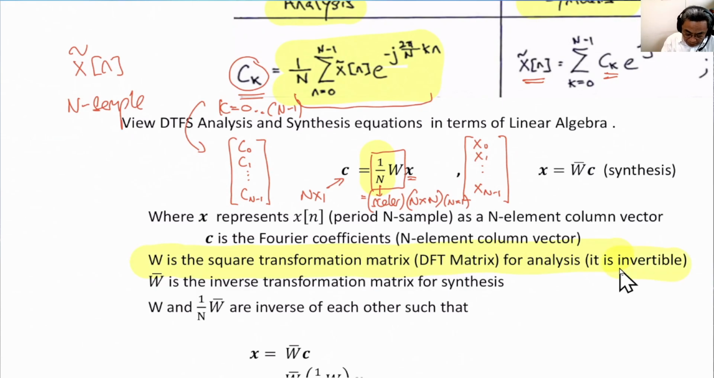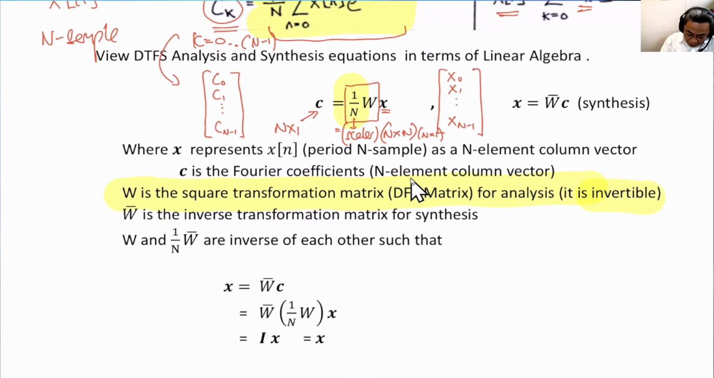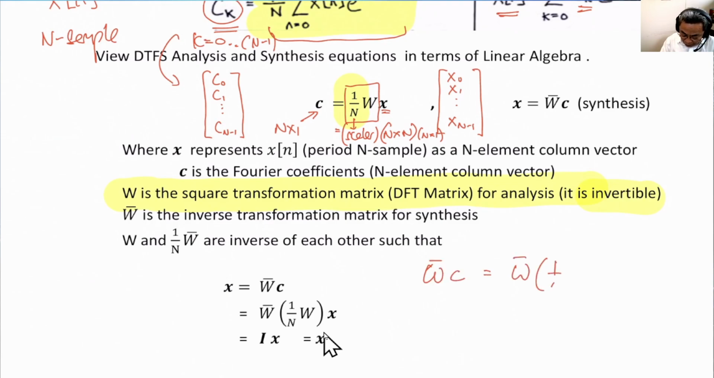Now, since we see this as a matrix vector multiplication, we can actually find x. And how do we find x? If W bar is the inverse of 1 over n W, then we can find x. So what we did was simply we introduce W bar times C is equal to W bar times 1 over n times W times x. All we are doing is that we introduce W bar on the left hand side of C, therefore we must introduce W bar on the left hand side of this expression here. And then we say that if W bar is the inverse of this, then all we are left with is I times x.